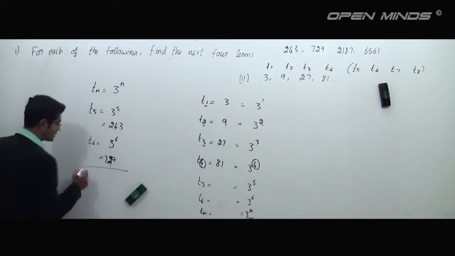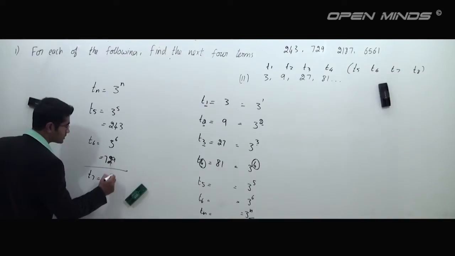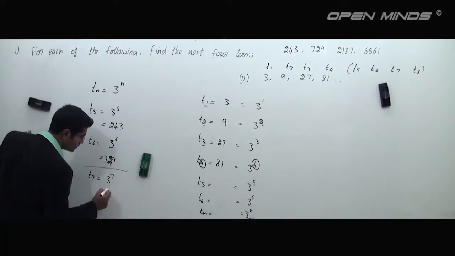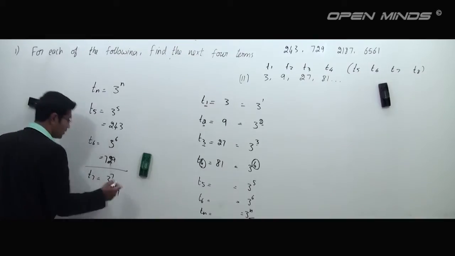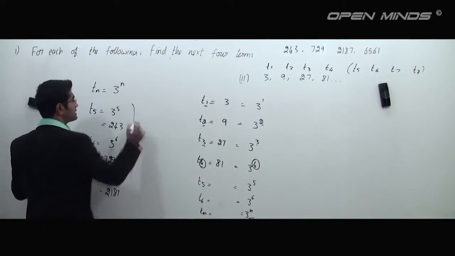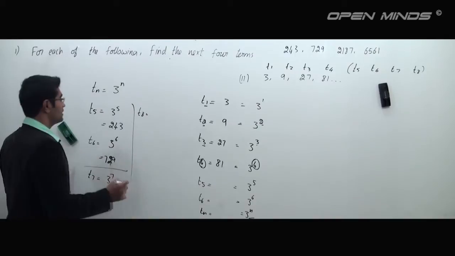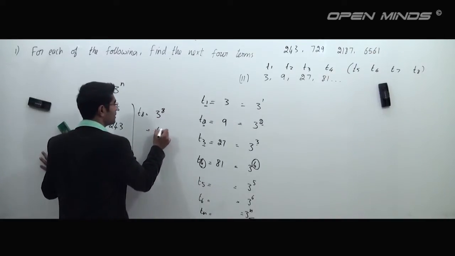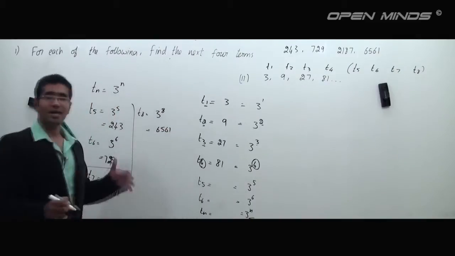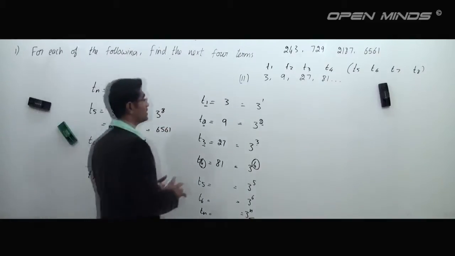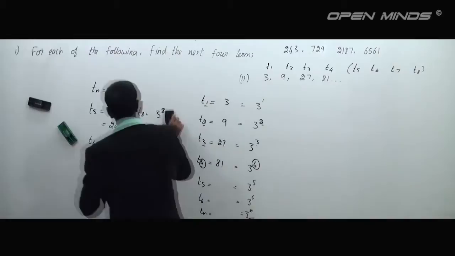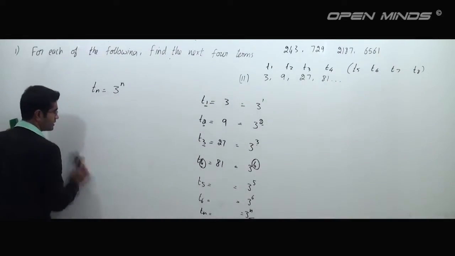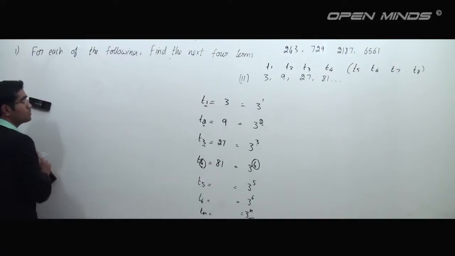Okay, what about T7? There's 3 to the power 7, which is 2187. Okay, that is 2187. What's the next guy? The last guy I'm looking for is T8, which is 3 to the power 8, which is nothing but 6561. Okay, is there any other way of doing this? Possible. Let's check. This is one of the ways we found the nth term, and can we find any other formula also working?